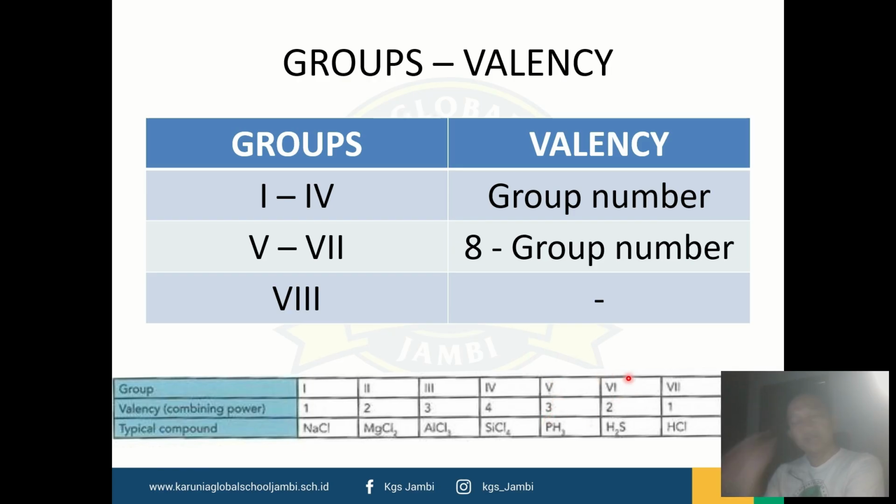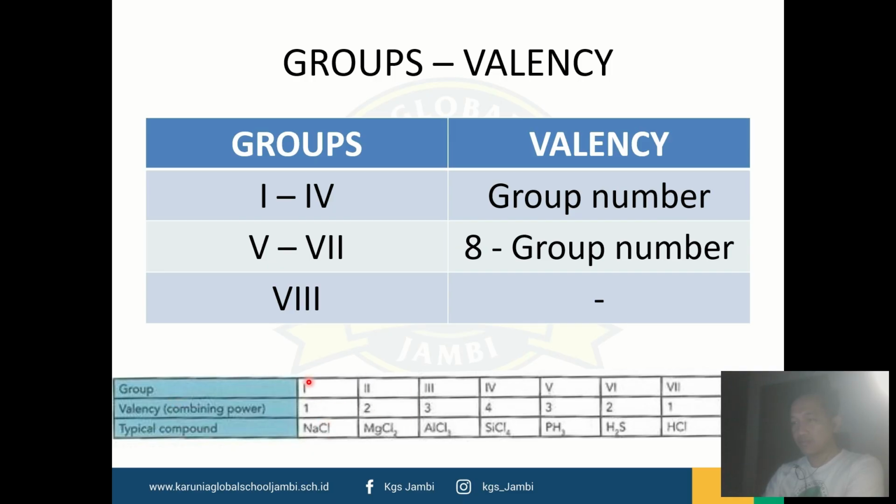Group 6, the valency is 8 minus 6 equal to 2. Group 7, the valency is 8 minus 7, so the valency is 1. Group 8, the valency is 8 minus 8, so the valency is 0.